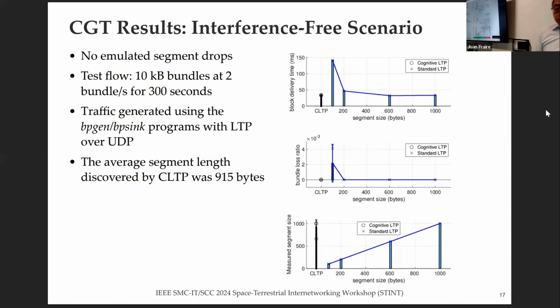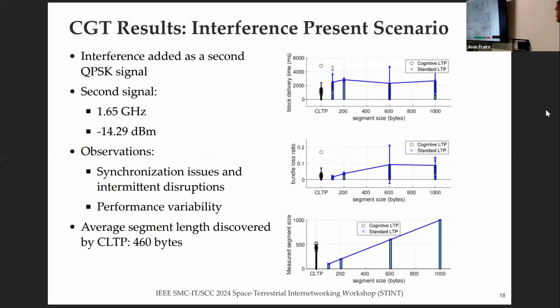Yes. Now to test noise conditions, we introduced a second signal. It was a QPSK signal at 1.65 gigahertz, at this particular power level. And in this case, we observed the following behavior. The protocol was able to discover an optimal segment size of 460 bytes, which more or less, again, corresponds to the minimum loss, compared to manually fixing the values, and the same for the delivery time.